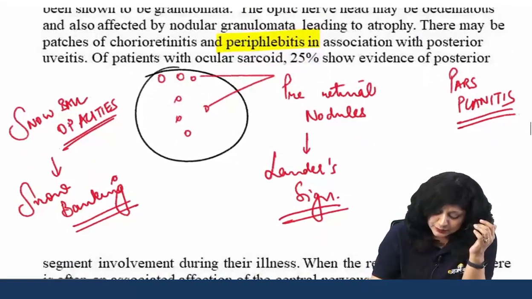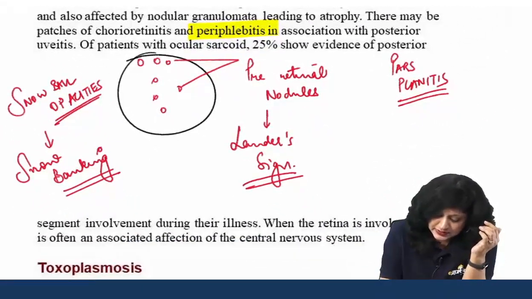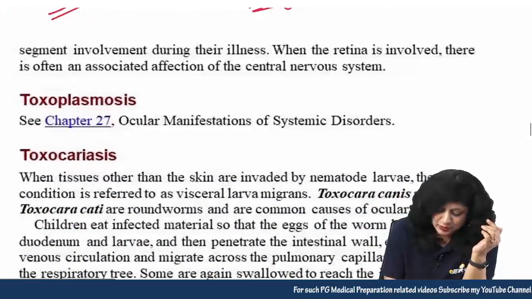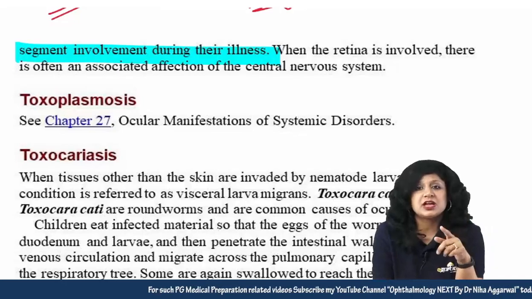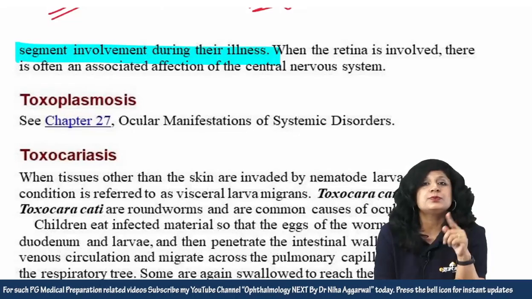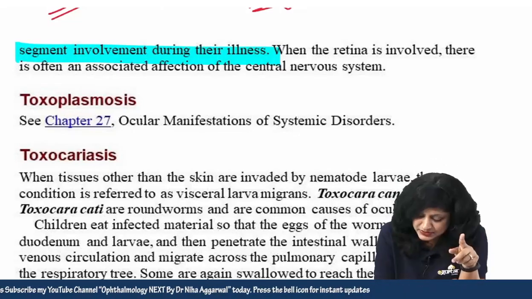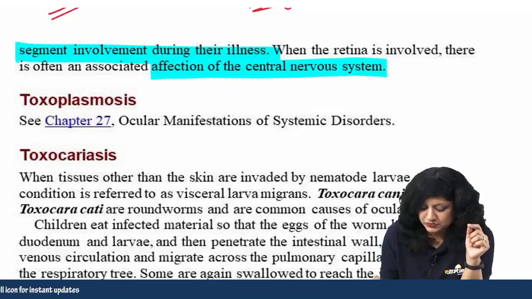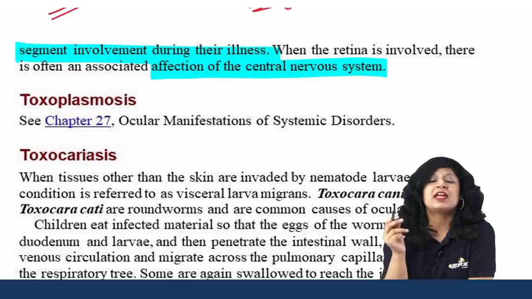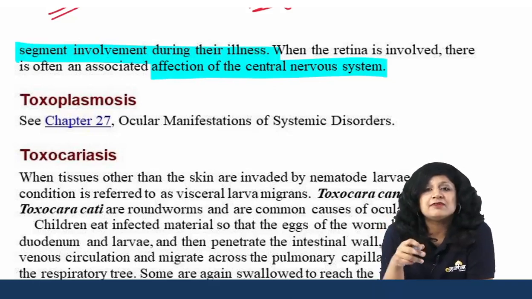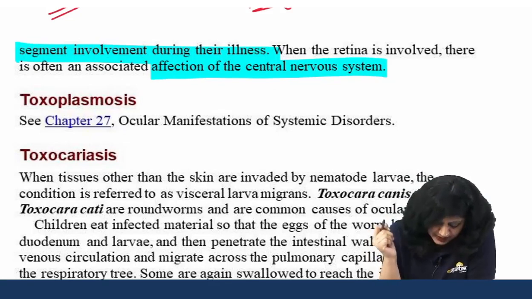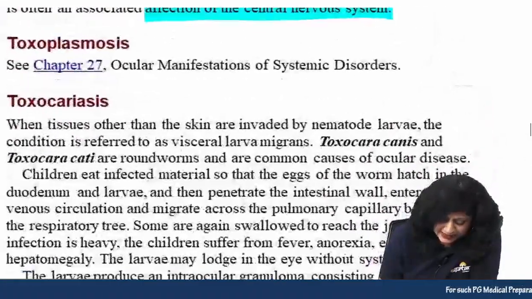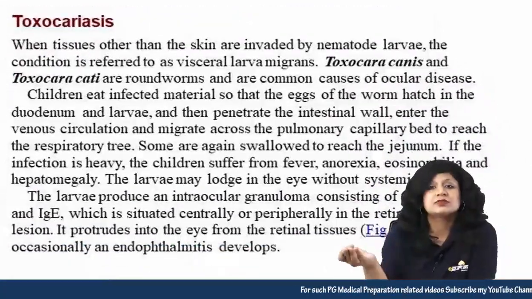Alright, now of the patients with ocular sarcoidosis, 25% show evidence of posterior segment involvement. So what percentage of the patients will show posterior segment involvement? It is 25%, and when the retina is involved, there is often an associated affection of the central nervous system, and most of the times when I have involvement of the retina, I will also have involvement of the CNS.